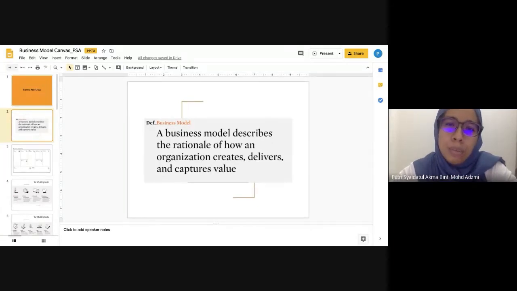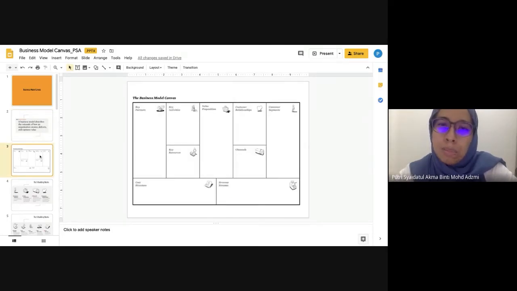So basically, this business model will describe how you create, how you deliver, and how you capture value. When I say capture value, you will look at your competitors. You will look at how unique your venture or your product is compared to the rest. So this is the business model canvas that you'll be doing after this.